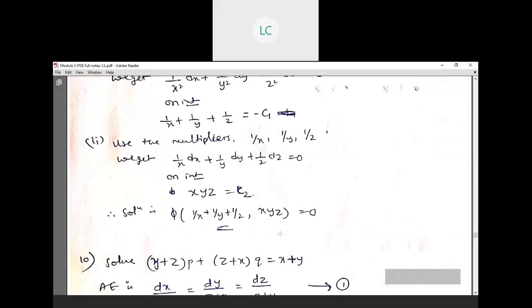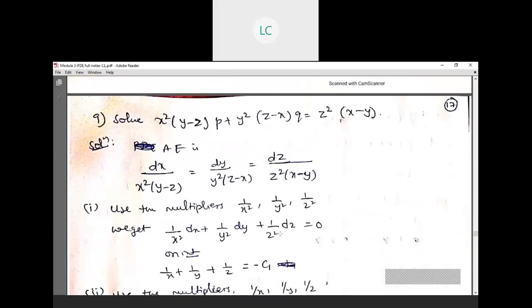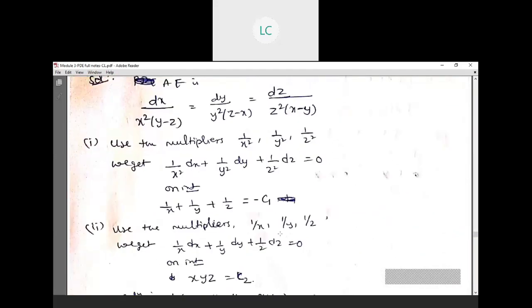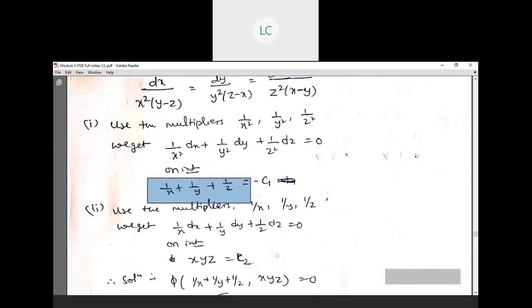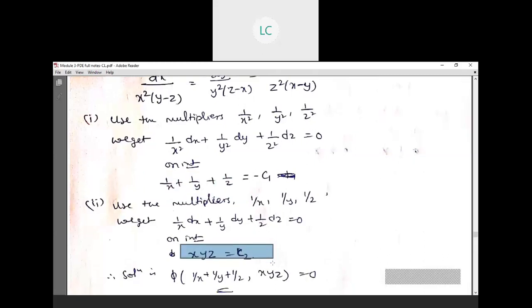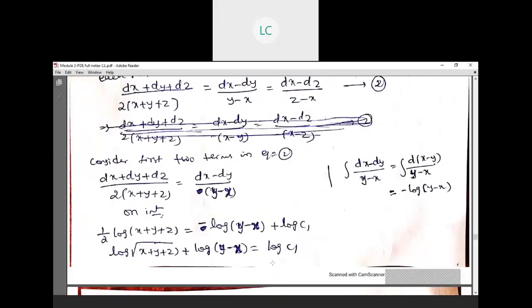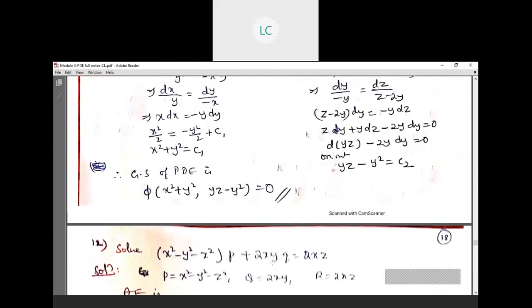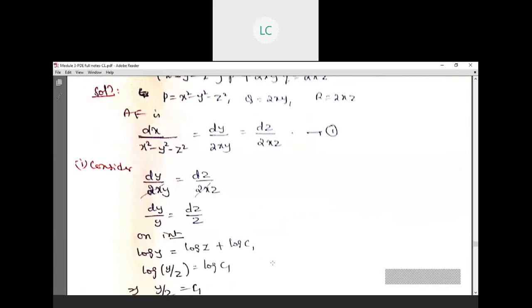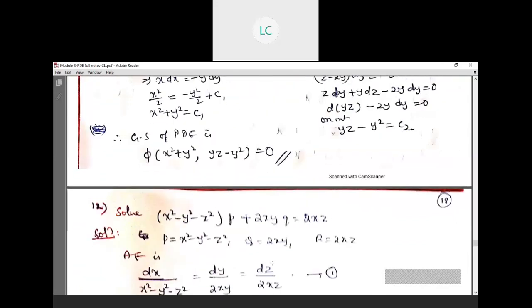Similarly, we can solve the ninth problem. There I used 1 by x square, 1 by y square, 1 by z square as multipliers. See here, for the first multipliers, I'll get 1 by x plus 1 by y plus 1 by z equal to minus c1 or c1. Next, for the second multipliers, I used 1 by x, 1 by y, 1 by z. After that, I will get xyz equal to c2. I think the 10th one is not necessary, no need to practice that one. 11th to 12th are same as previous problems.